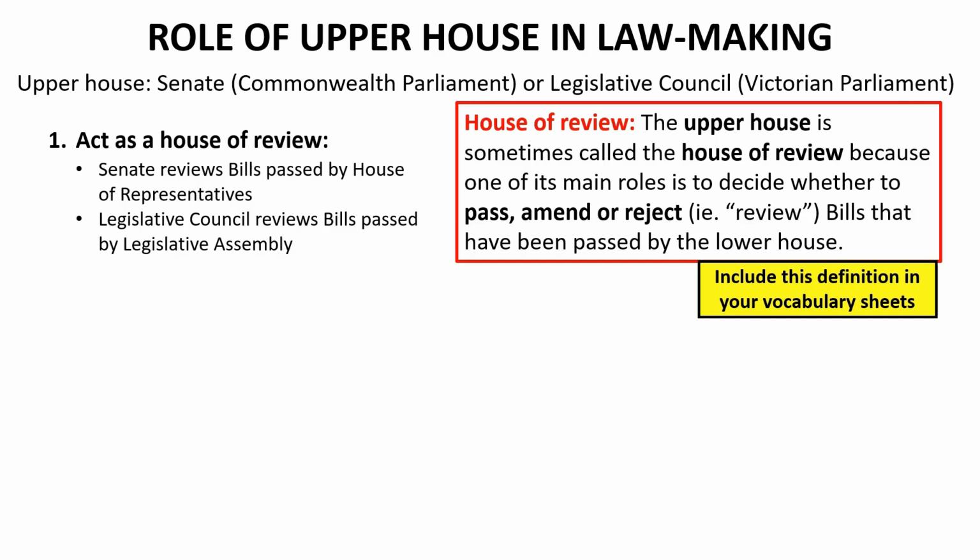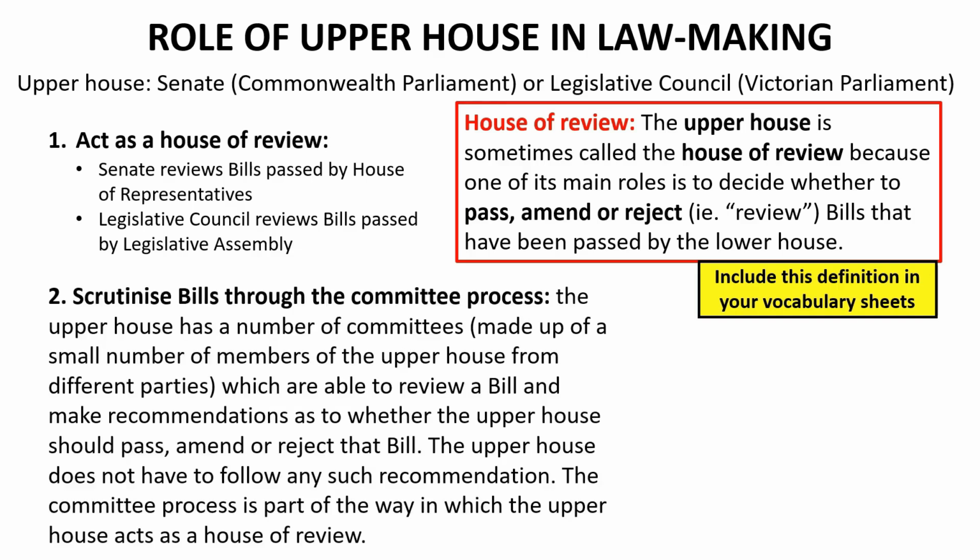The second role of the upper house in lawmaking follows on from the role of the upper house as a house of review. Both the Senate and the Legislative Council have a number of committees made up of a small number of members of the upper house from different parties, which are tasked with the job of reviewing bills and making recommendations as to whether the upper house should pass, amend or reject those bills. While the upper house does not have to follow these recommendations, the committee process is an important part of reviewing bills that have been passed by the lower house.